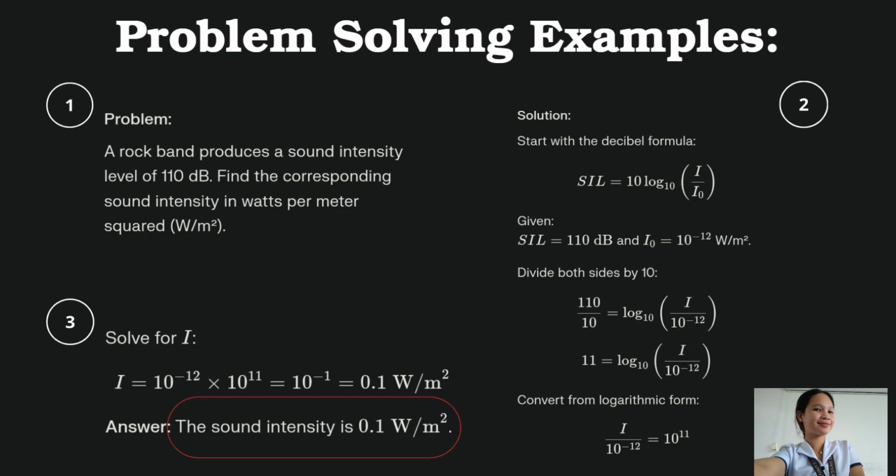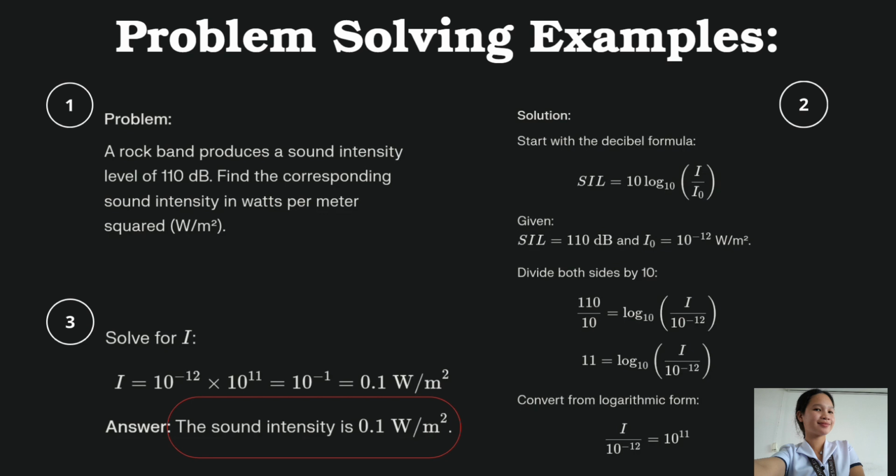Problem number 2. A rock band produces a sound intensity level of 110 decibels. Find the corresponding sound intensity in watts per meter squared. So this time, we are not looking for the level, but for the intensity in itself in watts per square meter. So we start with the formula. Sound intensity level equals 10 log base 10 of I over I naught.